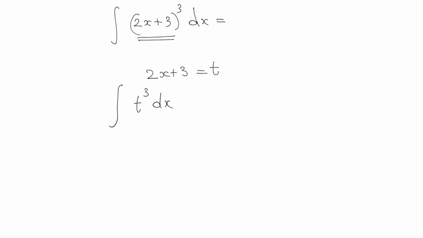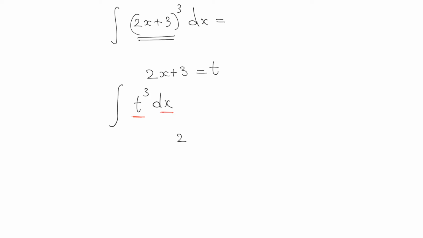But we know that it is not possible to integrate t with respect to dx, or with respect to x. If you'd like to integrate t, then it should be dt over here. Or if you'd like to integrate with respect to x, then it should be in the form of x raised to something. So we cannot integrate t with respect to x. So what we'll do is we have to change this term dx and write it in terms of dt.